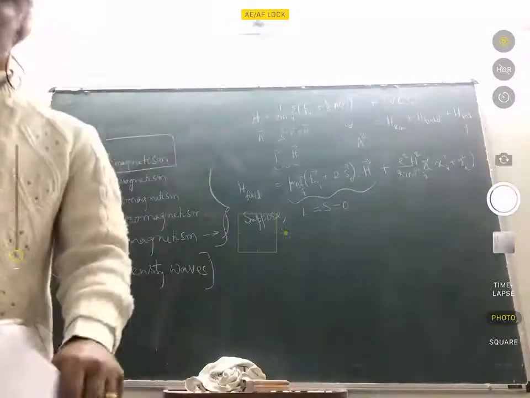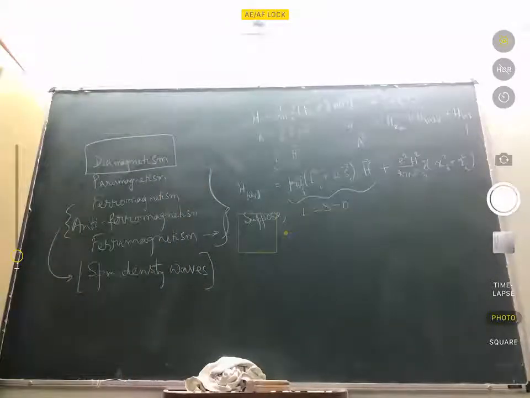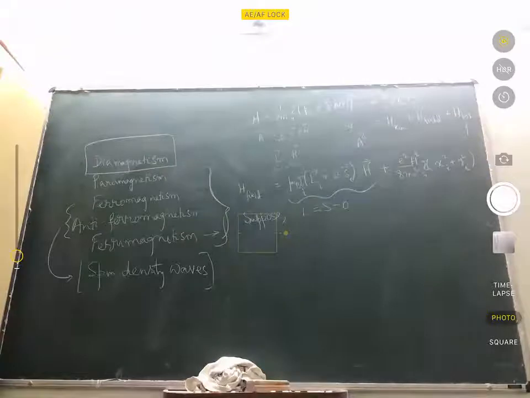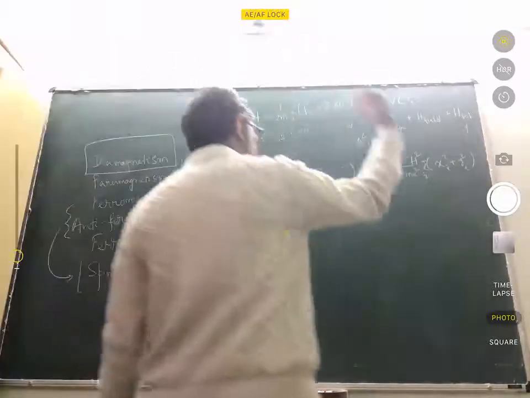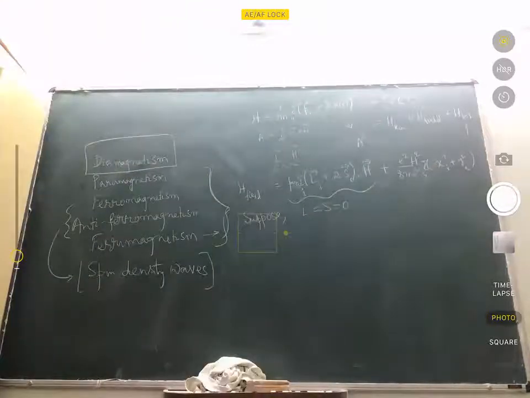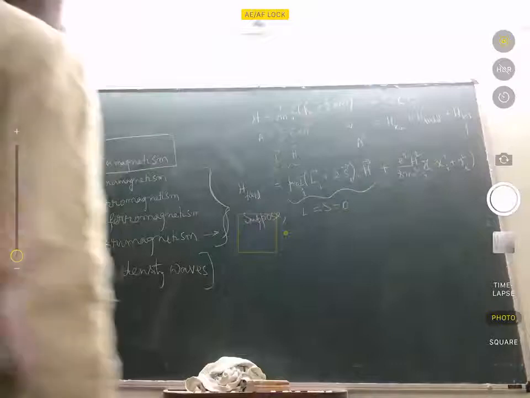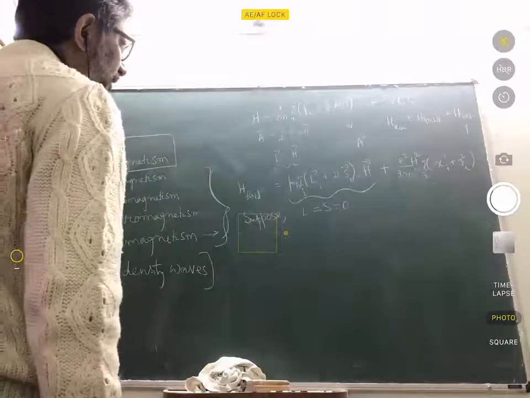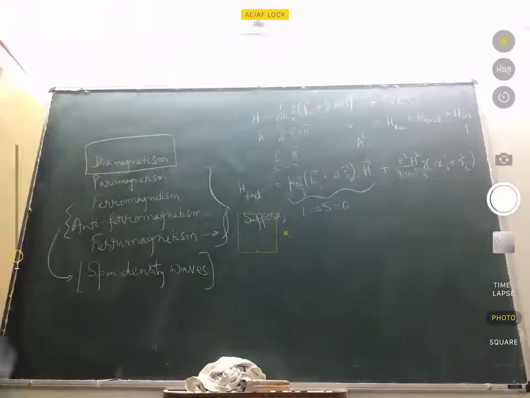where all the shells are filled. In that case, L and S are all zero. Then the first term that you are left with is this. So that is the dominant effect, and the task is to calculate the susceptibility for this.